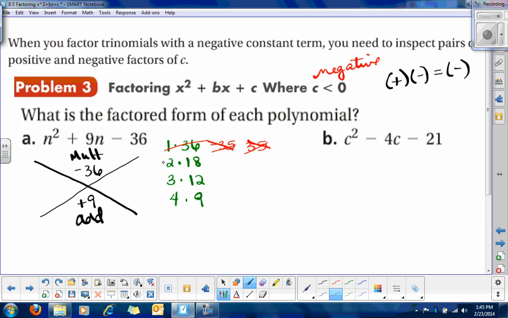If we have a positive 2 and a negative 18, when we add positive 2 and negative 18, that's going to give me a negative 16. Well, if I have a negative 2 and a positive 18, that's going to give me a positive 16. So that's out too. For 3 and 12, if I have a positive 3 and a negative 12, that's going to give me a negative 9.